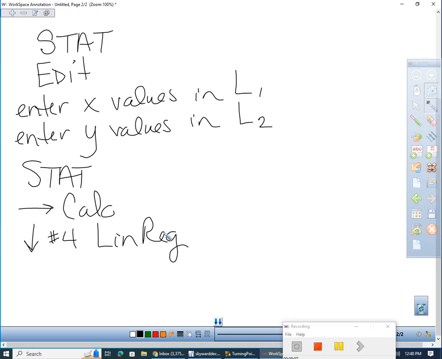Hit enter. It should say X list is in list 1, Y list is in list 2. Then it's got store reg, go down to calculate. So push all the way down to calculate. Hit enter. And it gives you data. It tells you what your A and B are. So our equation is Y equals 1.2 X plus 0.797.